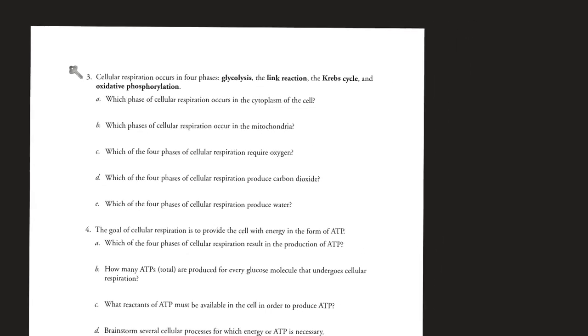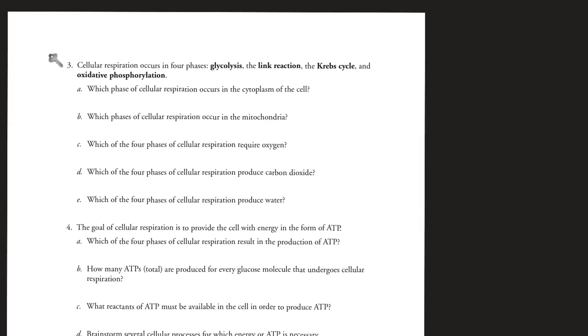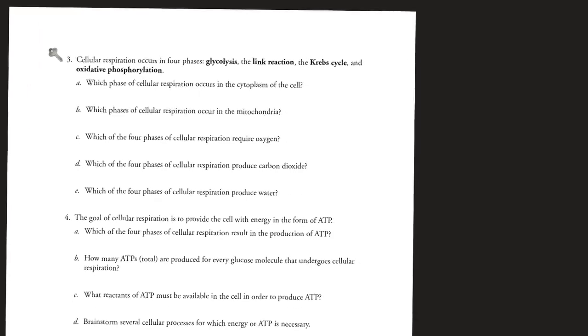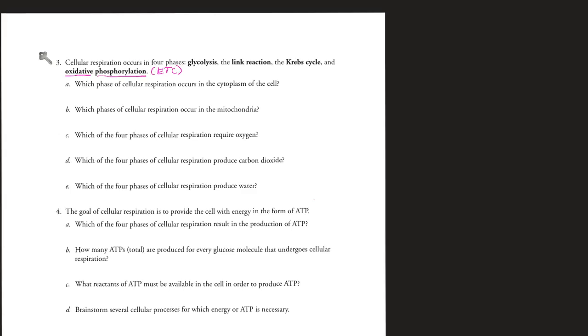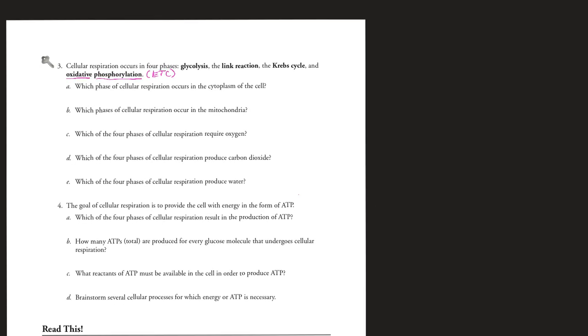Cellular respiration occurs in 4 phases: glycolysis, the link reaction, Krebs cycle, and the oxidative phosphorylation. Just to be clear, oxidative phosphorylation, another word for it, is electron transport chain. Which phase of cellular respiration occurs in the cytoplasm? Everyone should be able to answer that right now. What is it? What happens in the cytoplasm? Glycolysis. Perfect.